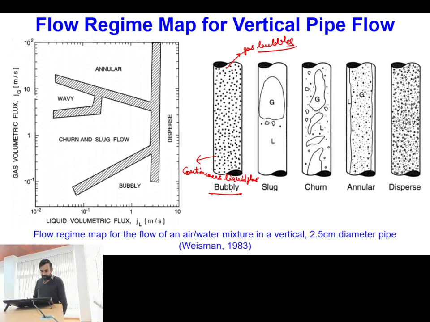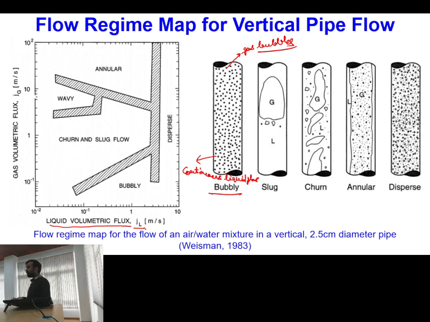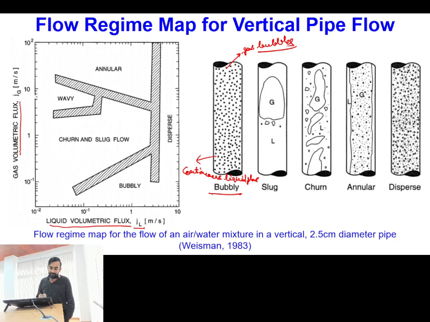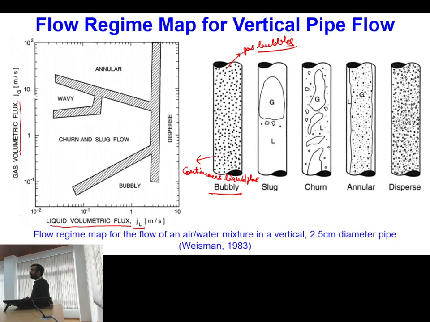Okay, and typically the necessary condition for the bubbly flow, if you see, will be a little bit higher liquid mass flow rate. So here if you see, this is the regime map we have. In this regime map, along the abscissa we have JL. JL is nothing but volumetric flux or superficial velocity of the liquid, and along ordinate we have volumetric flux or superficial velocity of the gas.